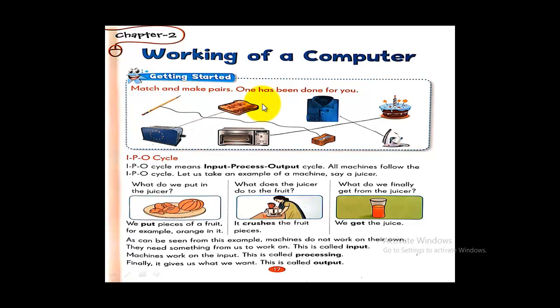The bread toaster makes toast from bread, and the cake making machine makes cakes. We sharpen our pencils using the sharpener, and we iron our clothes, that is shirts and pants, using this electric iron.